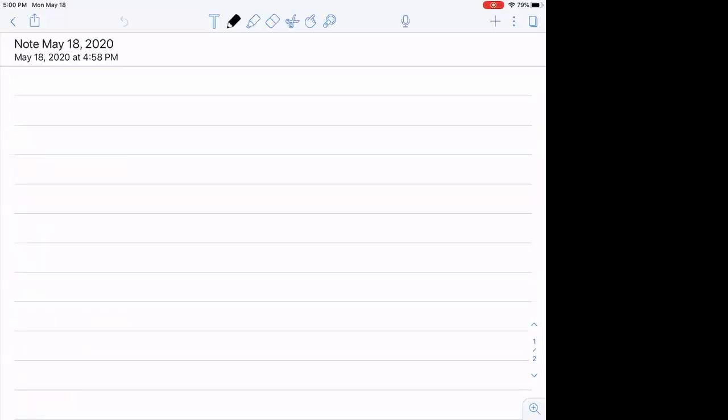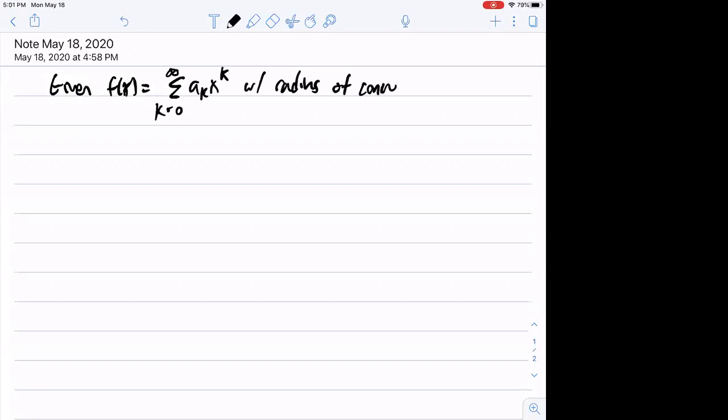Okay, so today we'll go over Taylor's theorem. It's not really too bad, but let me just recall that, given f of x equals the sum from k equals 0 to infinity of a_k x to the k, with radius of convergence r bigger than 0. So r can be infinite.